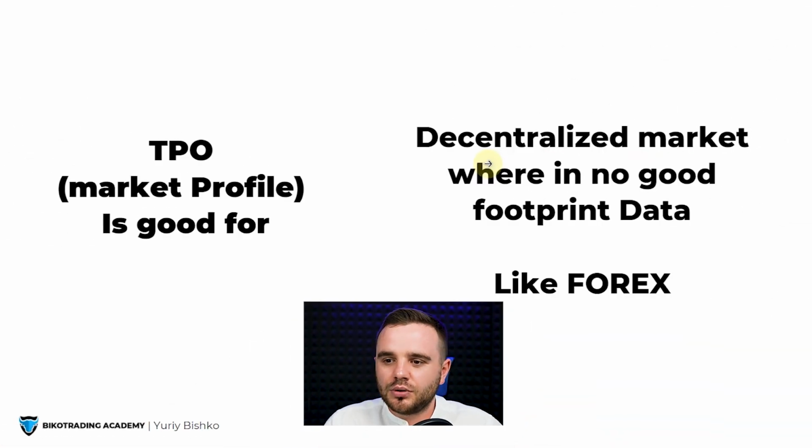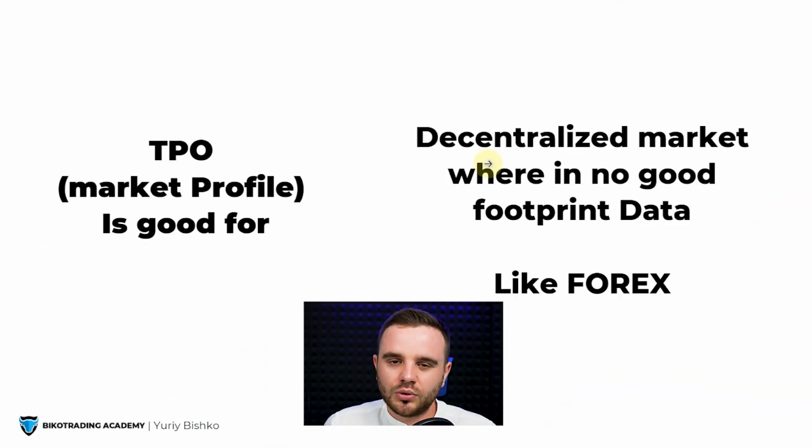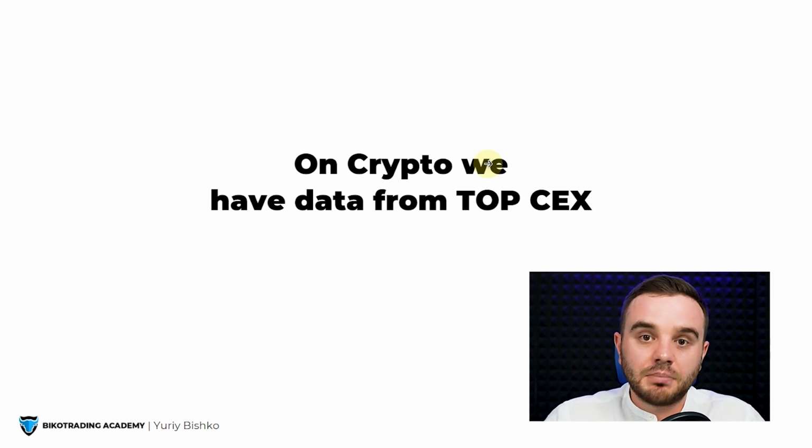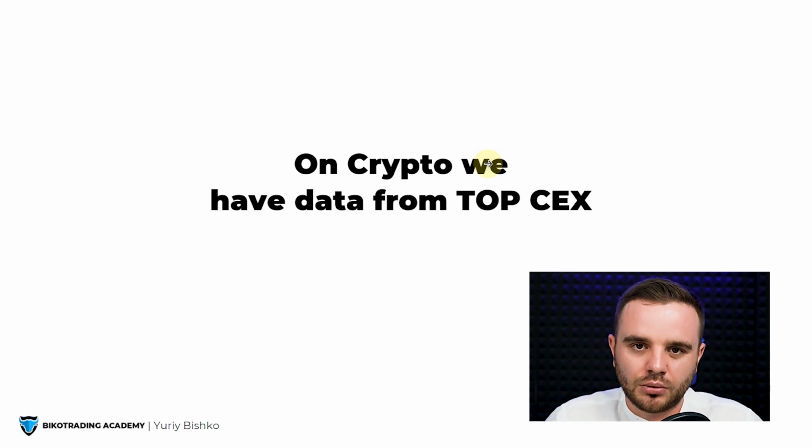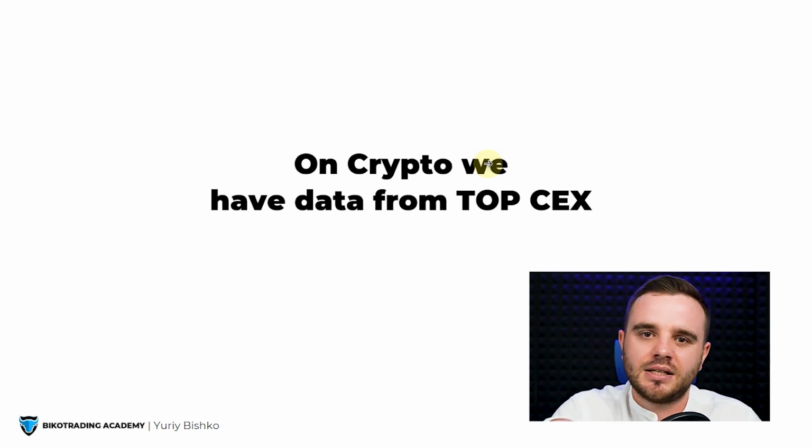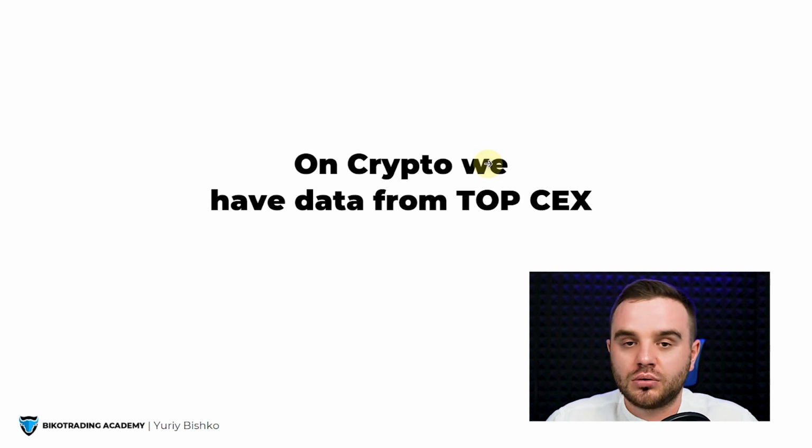TPO, time price opportunity, market profile, is good for a decentralized market where you don't have one order book. It is like Forex. There are a lot of different brokers, Interactive Brokers, OANDA, Forex.com, many other companies, with different order books, in many cases not connected. On crypto or S&P 500 you have CME, the Chicago Mercantile Exchange. When you have centralized data, it is better to use volume profile, because you will see exactly where people bought or sold most of the contracts.